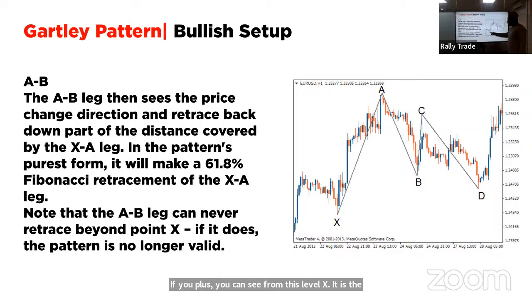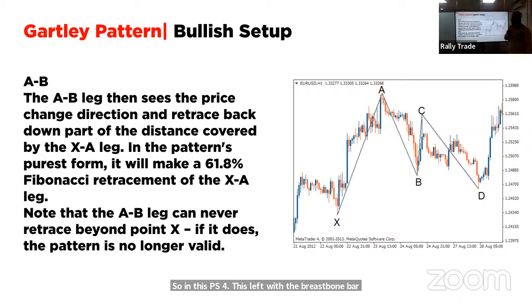In its purest form, if you plot Fibonacci from this level X to this level A, the top part will be 0 of your fib and the low part will be 100 of your fib. Between 0 and 100, you have levels: level 23.6 and so on, level 61.8 and all that. So in its purest form, the level where the price turns back should be around the 61.8 Fibonacci level.